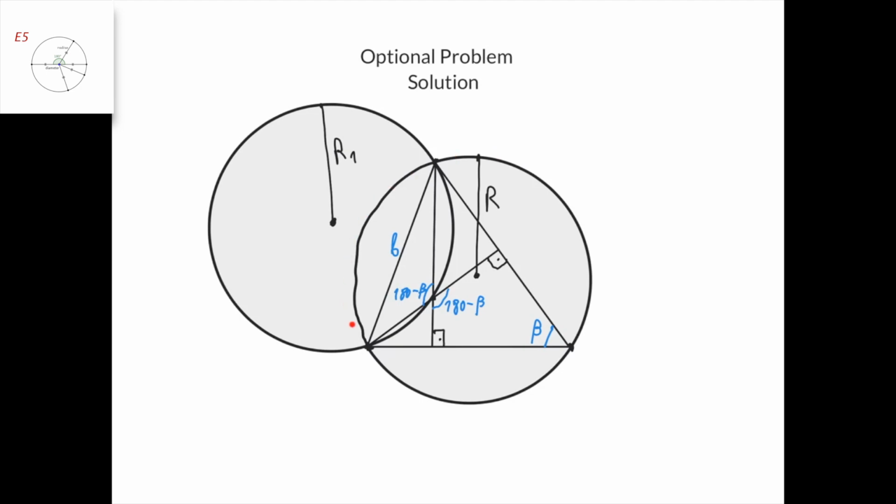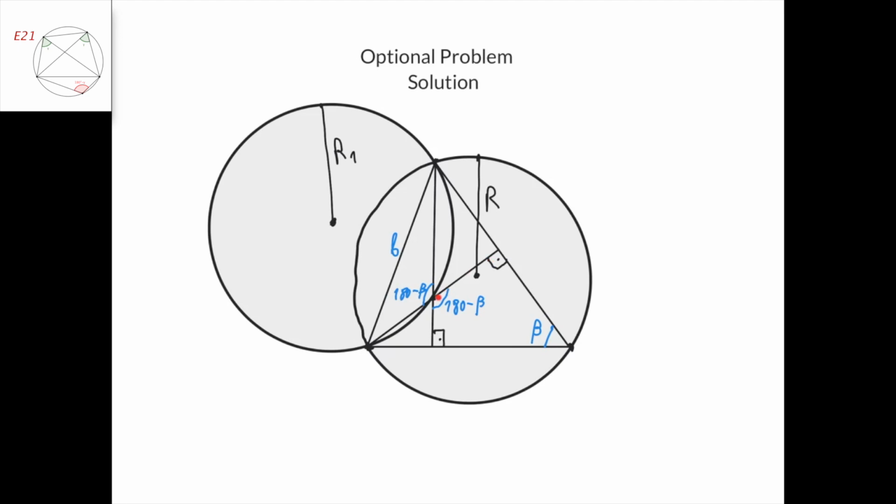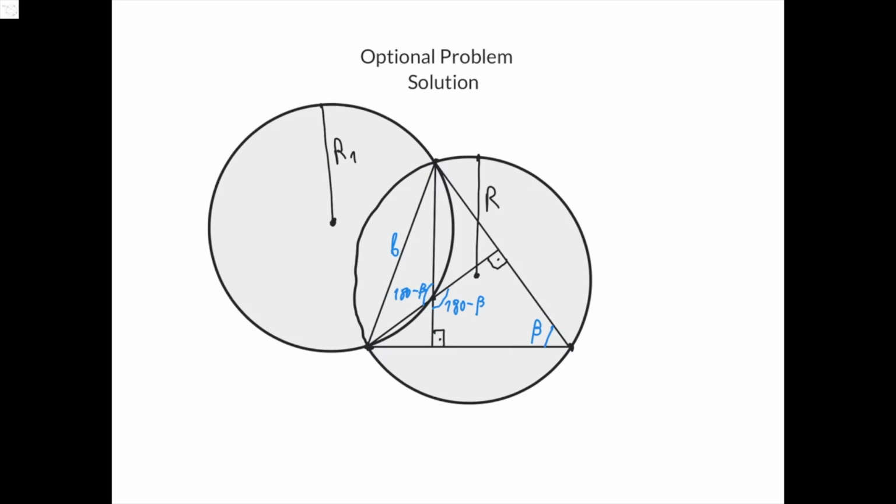Let the radius of this circle be r, the radius of this circle be r1, so we're going to prove that r equals r1. Let this angle be beta, and let this side be b. Then we know that this quadrilateral is cyclic because this angle plus this angle is 90 plus 90, which is 180. Therefore, this angle plus this angle is 180, and so this is 180 minus beta, which means that this angle here is also 180 minus beta because this is a straight line and this is a straight line.